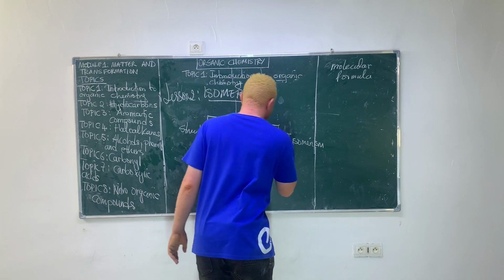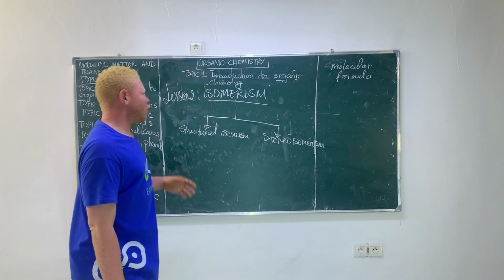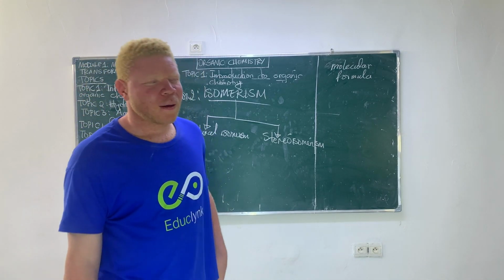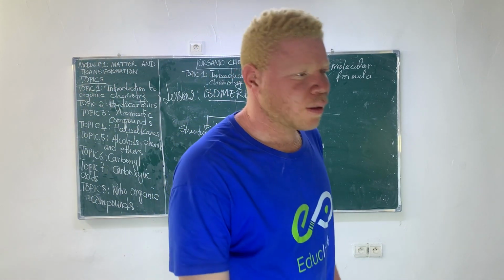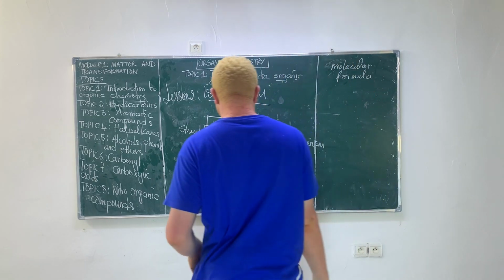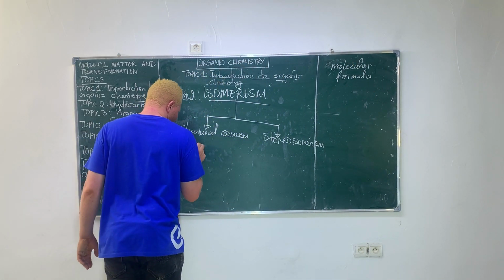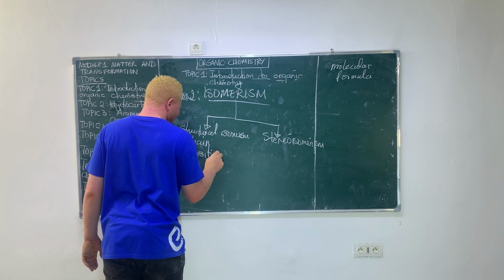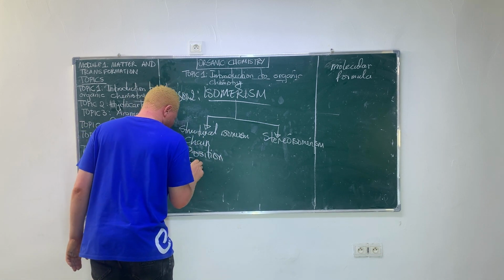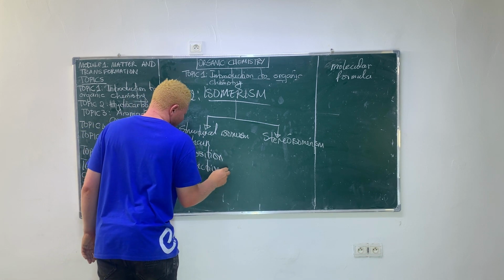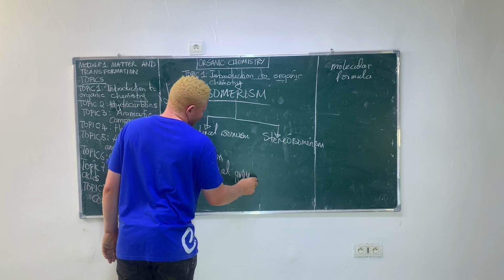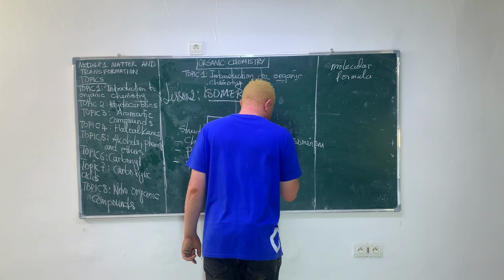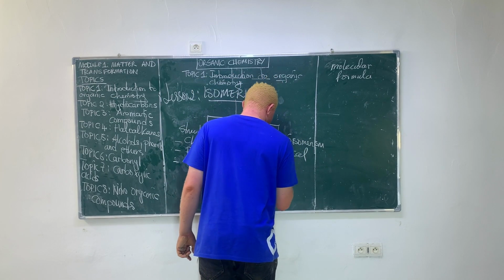So what are the two main types of isomerism? Structural isomerism and stereoisomerism. Structural isomerism has chain, position, and functional group. Stereoisomerism has optical and geometric.